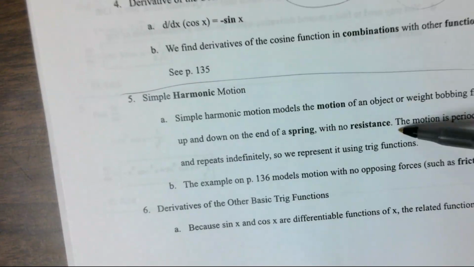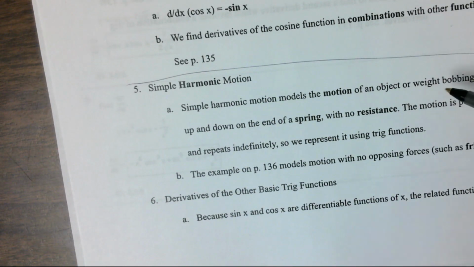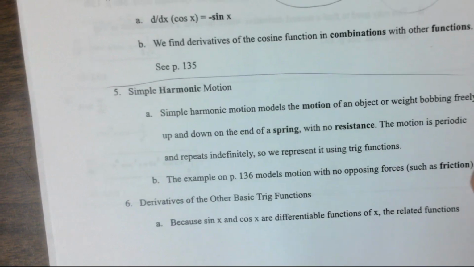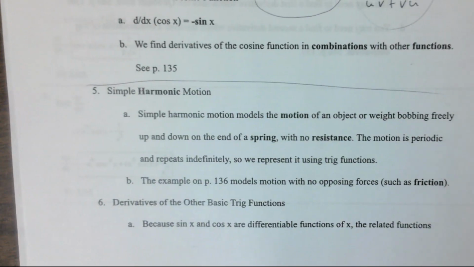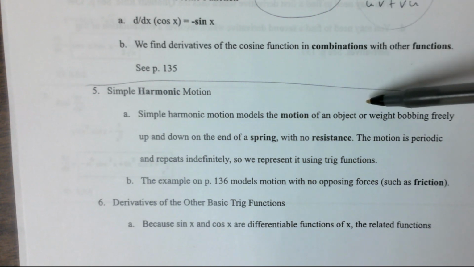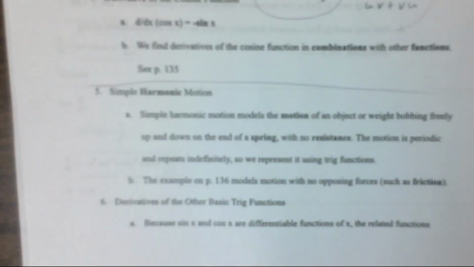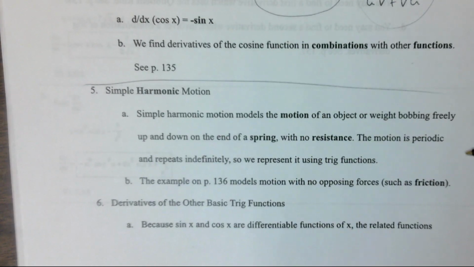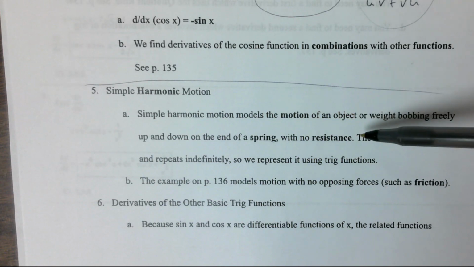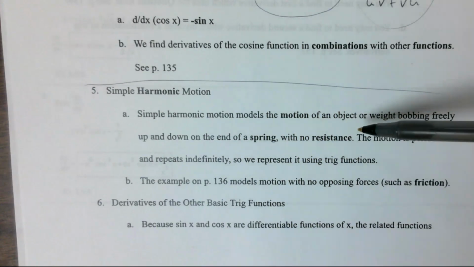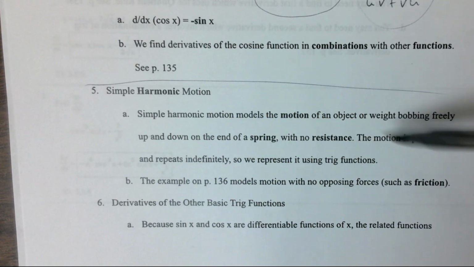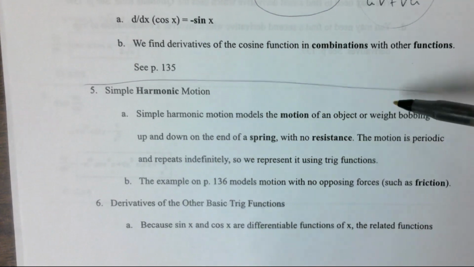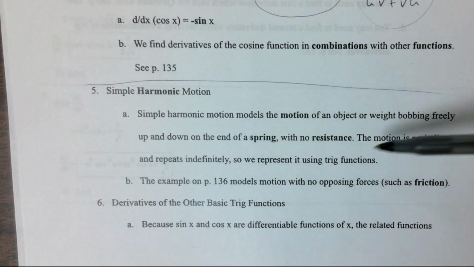So then there's also going to be some things with simple harmonic motion. Maybe it's just a definition. What simple harmonic motion means is it models the motion of an object or weight bobbing freely up and down on the end of a spring with no resistance. We talked about something kind of like this, or maybe you did during physics. The motion is periodic and repeats indefinitely, so we use trig.